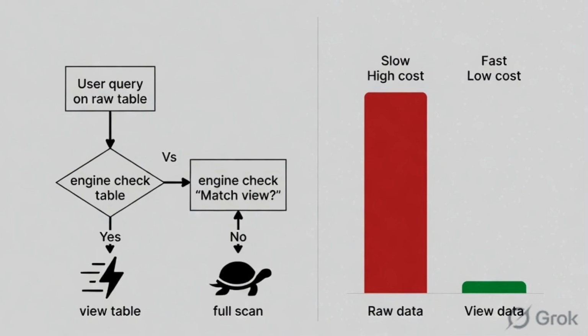The magic is automatic. You don't change your query. Write it against the raw table like always. If a matching materialized view exists, the engine swaps it in transparently. Minutes become seconds, expensive scans become cheap lookups. That's incremental aggregation plus query rewrite in action. Massive scale without rewriting dashboards.